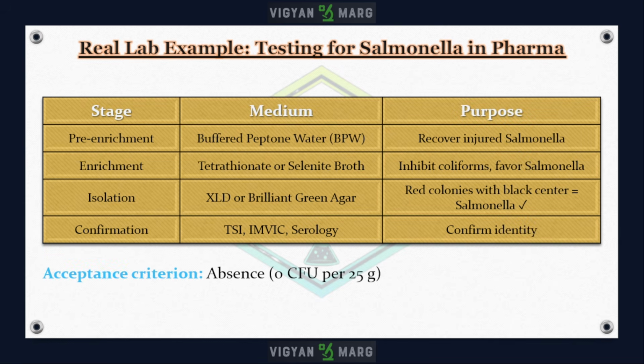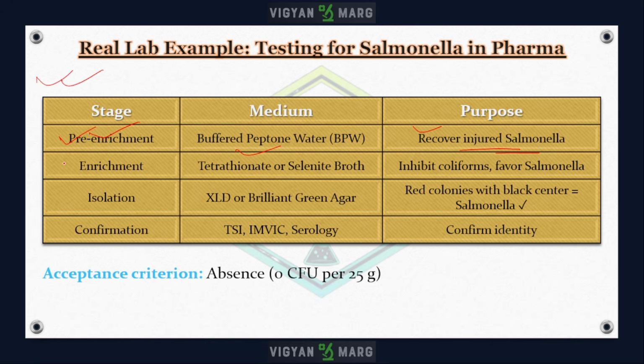And next, real life laboratory workflow for detecting Salmonella contamination in pharmaceutical products. If we use this as an example, previously what we have learned, we will see how things are done. In that case the pre-enrichment culture is done. Pre-enrichment uses a buffered medium, buffered peptone water. This helps recover the stressed or injured Salmonella cells without strong selective pressure. Okay, you recover the injured Salmonella cells.